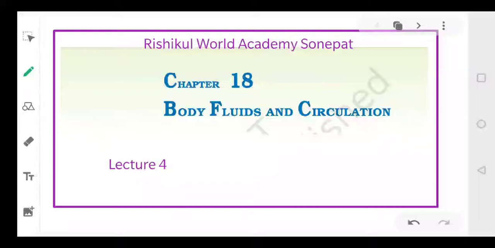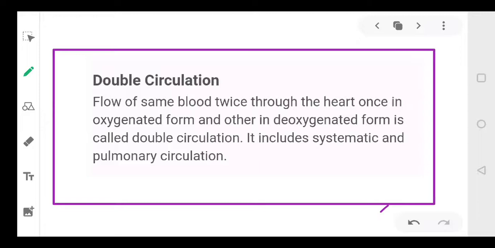In the previous module, we talked about the ECG, the different points like P, Q, R, S, T, and what they mean. Now, in today's video, we will be talking about the circulation of blood in human beings. We call this circulation of blood double circulation, right everyone?